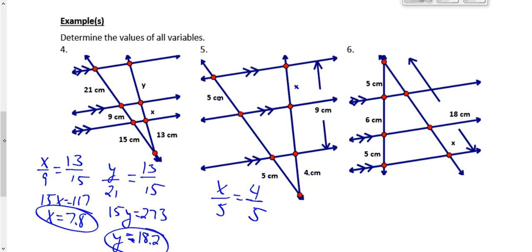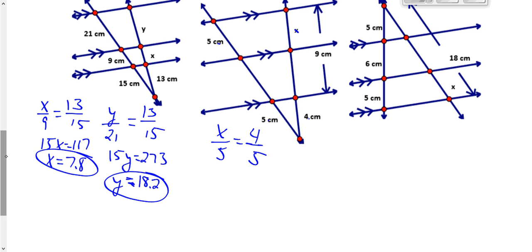Look at that. So we got 5x equals 20. Is this better? That looks nice. Looks more bold. Better, easier to see. How about the last one?